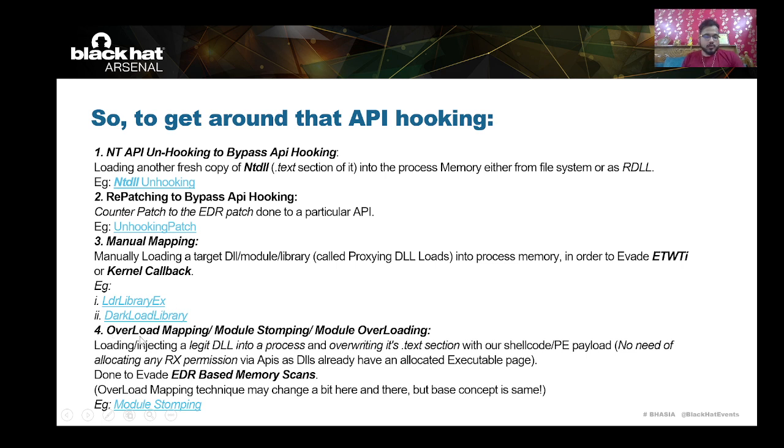Then the fourth one, which is the overload mapping, module stomping, and module overloading, which is loading a legit DLL into the process and overwriting its text section with our shellcode or PE payload. It is basically done because in this case we don't have to allocate an RX memory region because the DLL already has an allocated executable page. This is very much useful to evade EDR based memory scans.